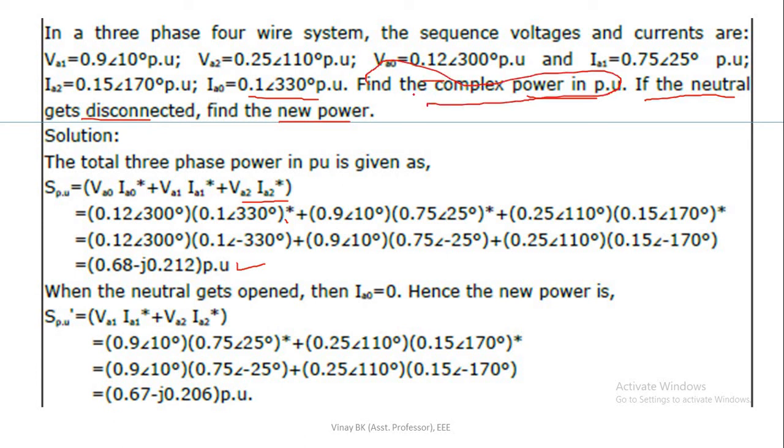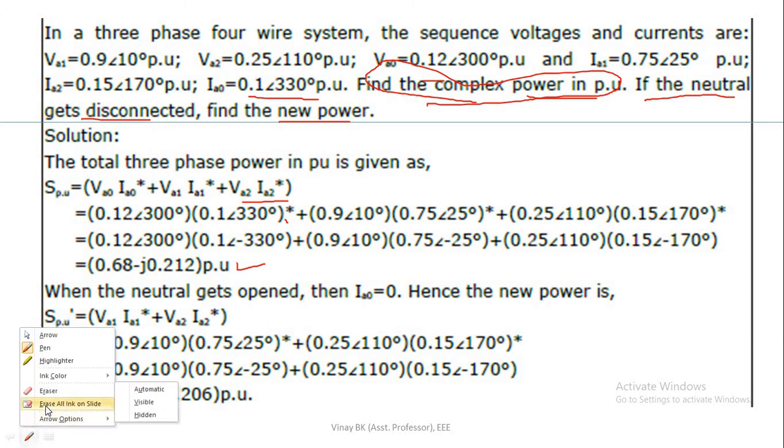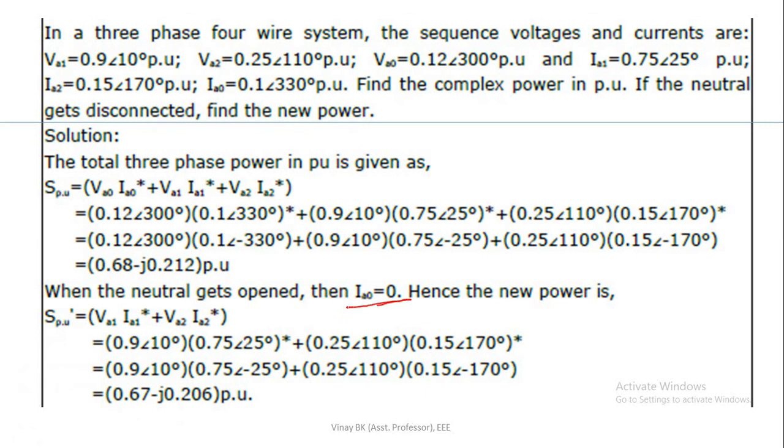So the next, second one is if the neutral gets disconnected. Suppose the neutral gets disconnected, that means the current flowing in the zero sequence component is 0. So when the neutral gets open, IA0 equals 0, so for this expression VA0 into IA0 conjugate will be 0. For the rest of the values, just substitute and you can get the per unit value of power, that is the new power.